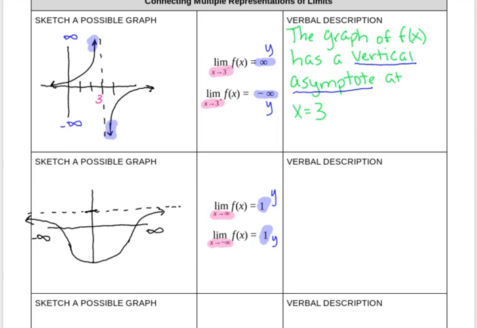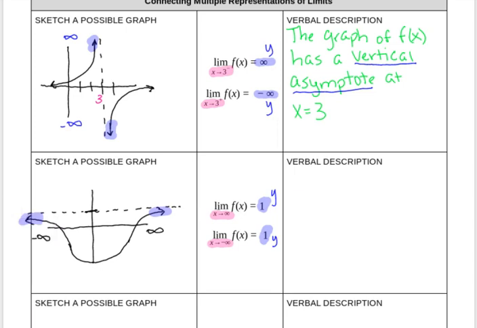Now again, you have some creative freedom here. You could have made this be above the horizontal asymptote instead, as long as your limit towards infinity is 1 and your limit towards negative infinity is 1, you get some freedom there. But the thing we need to pay attention to is as my x values get bigger and bigger, my y values get close to 1. As my x values get more and more negative, my y values get closer and closer to 1. That's what this limit is telling us.